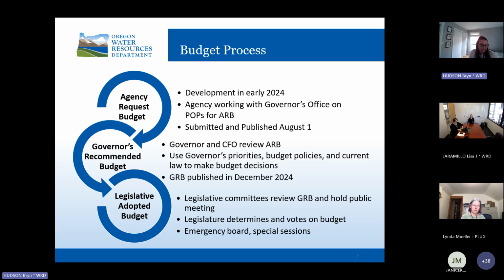So this is a brief reminder. All of you have theoretically seen this slide before, and this is just a quick reminder of the budget process. So the budget typically takes 3 different iterations. First is the agency request budget, second is the governor's recommended budget, and third is the legislatively adopted budget. So the ARB is typically developed early 2024, submitted and published in August, and we are currently working with the governor's office right now to work on POPs for the agency ARB.